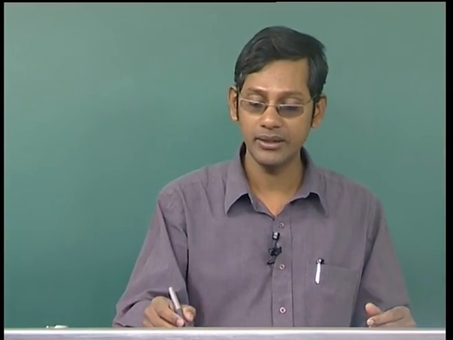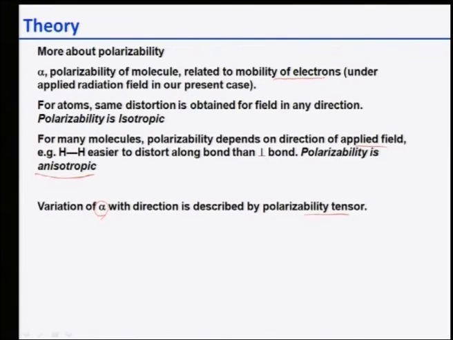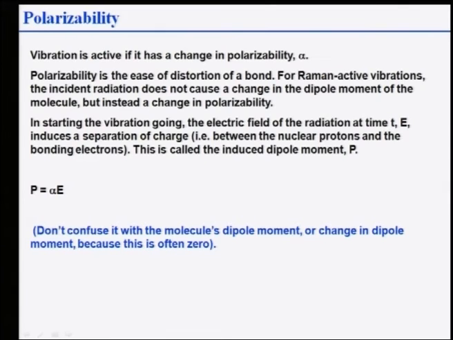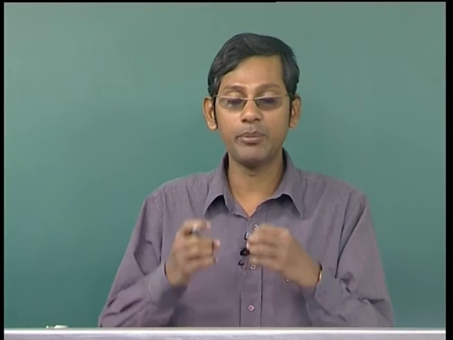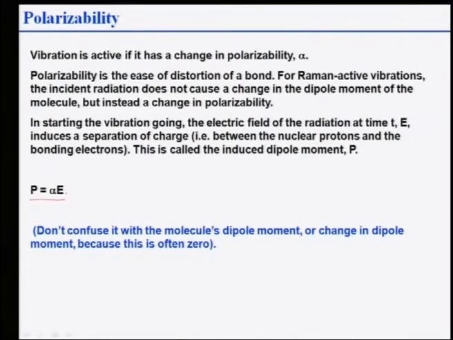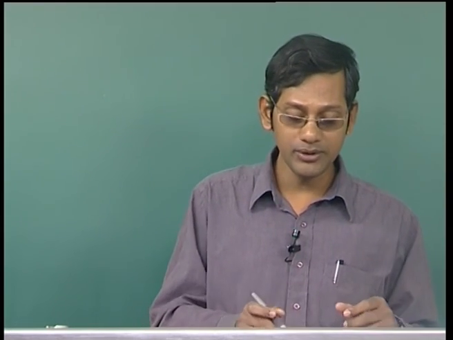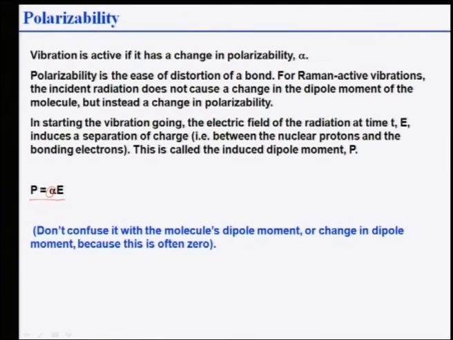It does not really change the dipole moment. The dipoles are not going apart and their strengths are not changing, but the mobility of the electrons is getting distorted or changed. At time t, the electric field of the radiation induces a separation of charges. As in the beginning, you put in an electric field, it induces separation of charges, and this gives the dipole moment, which can be related as P equals alpha times E. Remember alpha is the polarizability. So we are talking about the change of alpha, not the change of P, which is required for Raman. Change of P is required for IR. Please do not get confused with the molecule's dipole moment or the change in dipole moment, because this often turns out to be 0 for these molecules.